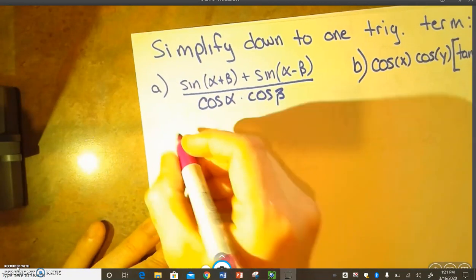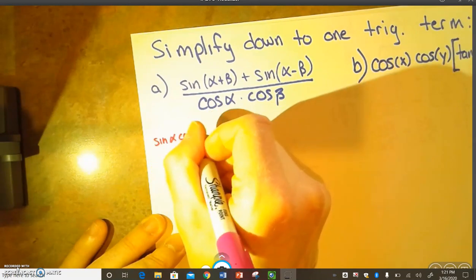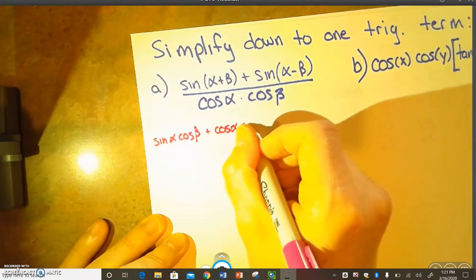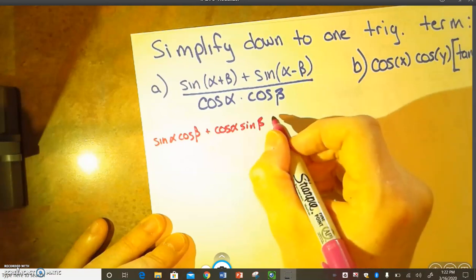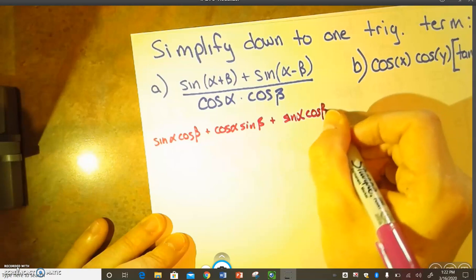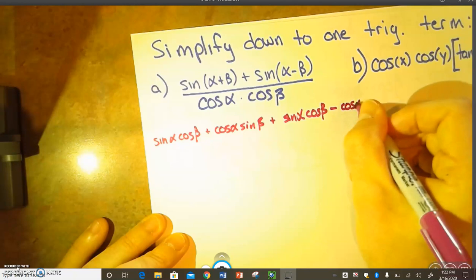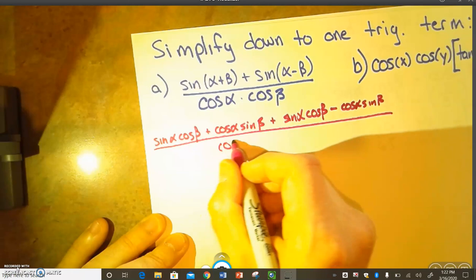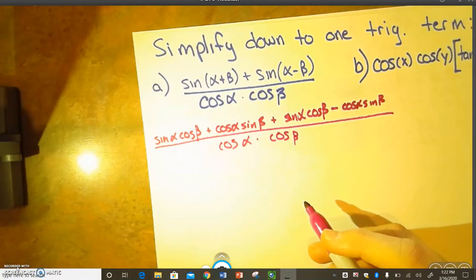So sine alpha plus beta, that's sine alpha cosine beta plus cosine alpha sine beta. Sine alpha minus beta, which we're adding, is now sine alpha cosine beta minus cosine alpha sine beta. Just copying down those denominators.